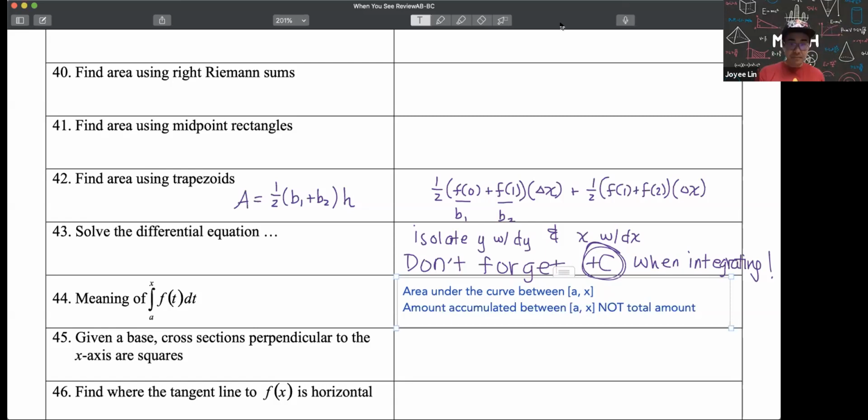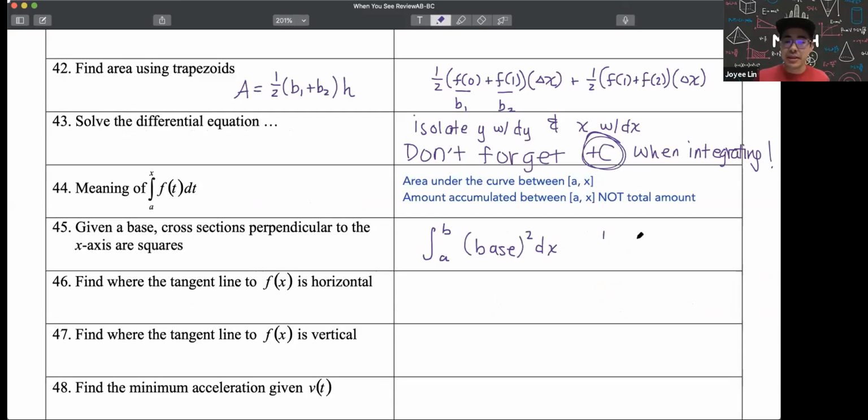Cross sections perpendicular to the base are squares. Right, so this would be the integral from a to b of the base squared dx, right? And then the base is probably the difference between functions, right? Base is probably like f of x minus g of x, question mark, maybe.